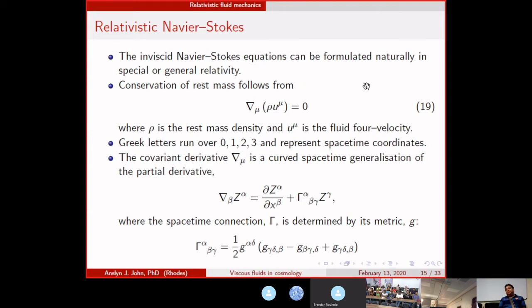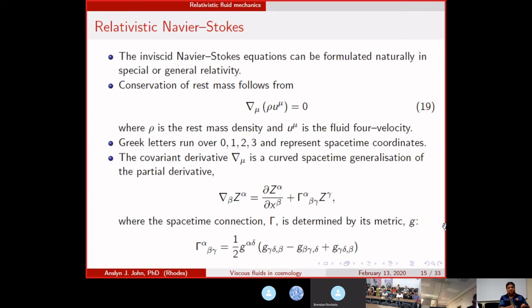Okay, so remember the Navier-Stokes equations were just conservation laws. Mass conservation can be written in the form of equation 19. Here rho is the rest mass density, and u^mu is the fluid four-velocity. Now, because we're looking at relativistic systems, we have to treat time and space on equal footing. And so this index mu in this vector runs from 0 to 3. I'll largely use the convention, and I hope that I've stuck to it, of having the Greek letters run from 0 to 3, so these are the space-time coordinates. So equation 19 is this very compact form of the conservation of rest mass.